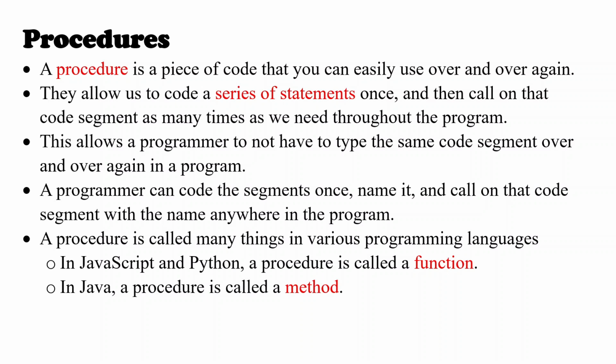A procedure is called many things in various programming languages. Each programming language has a word for it. JavaScript and Python, we call it a function. And in Java, it's called a method, and so on and so forth. Every programming language has a form of a procedure. So we're talking about procedures. If I accidentally use the word function or the word method, it all means the same thing. But the pseudocode for the AP CSP exam does call it a procedure.